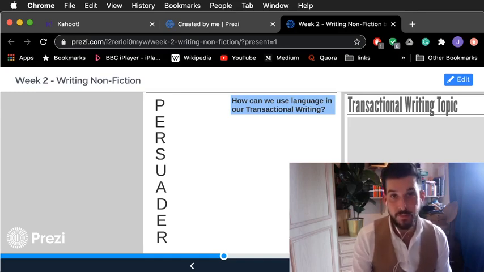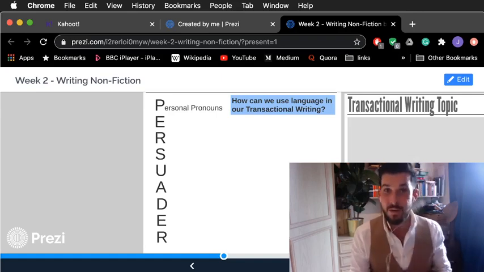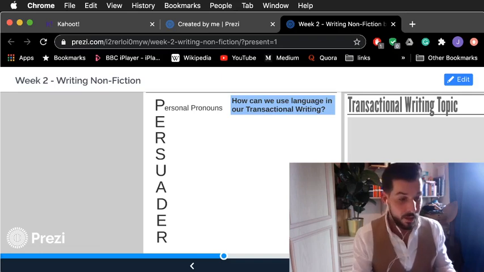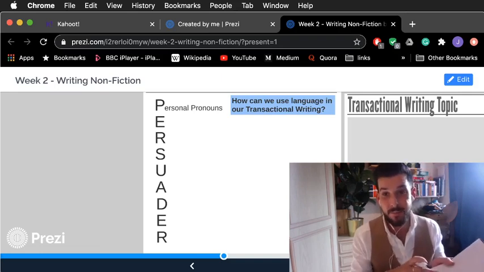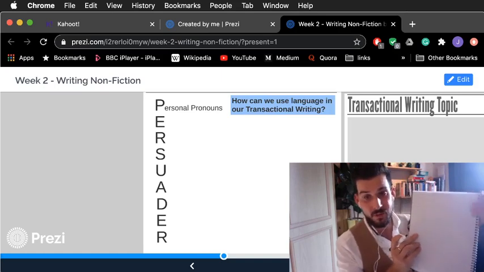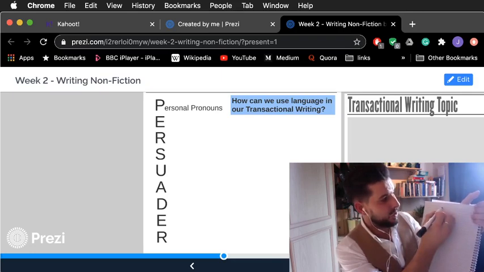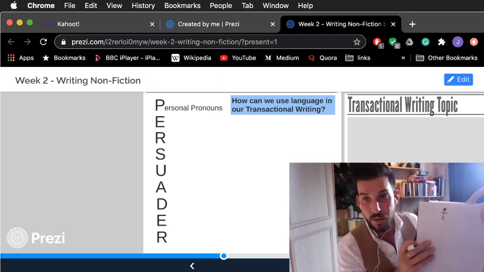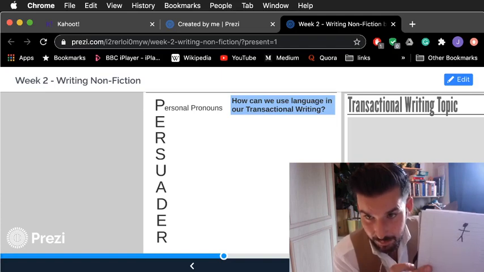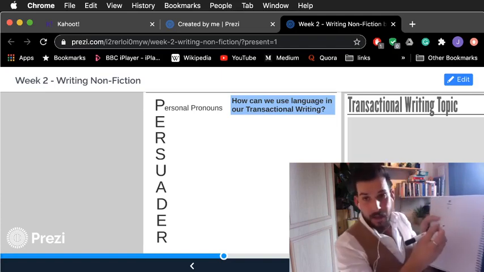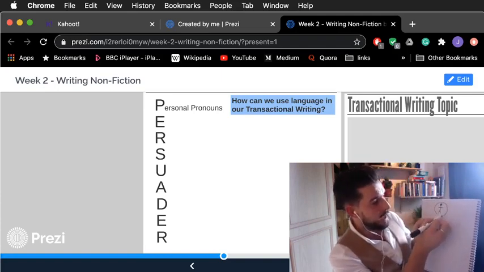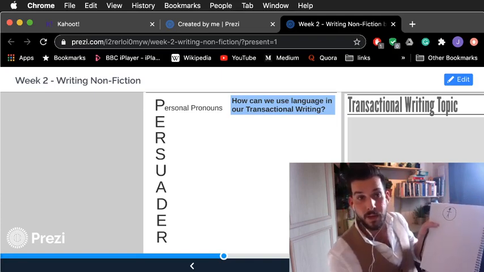So the first language feature you might want to use in transactional writing, personal pronouns, okay? So basically write down personal pronouns, then next to it, you're looking to maybe draw a little bit of an image that might represent it. You might want to write personal pronouns, then next to it, I don't know, person. So you can maybe do a picture of a little stick man or something. I wouldn't make the pictures too hard to draw. So look how terrible that little stick man is. Don't go over the top or anything. And put a little circle around that next to the word personal pronoun, okay?